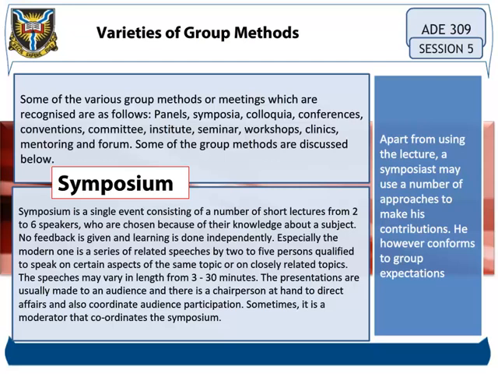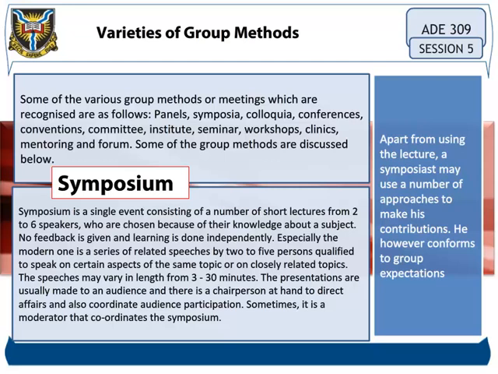Symposium. Symposium is a single event consisting of a number of short lectures from 2 to 6 speakers who are chosen because of their knowledge about a subject. No feedback is given and learning is done independently. Especially, the modern one is a series of related speeches by 2 to 5 persons qualified to speak on certain aspects of the same topic or on closely related topics. The speeches may vary in length from 3 to 30 minutes.